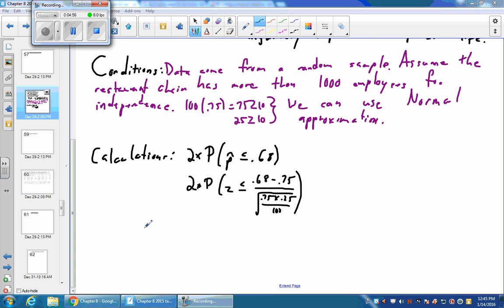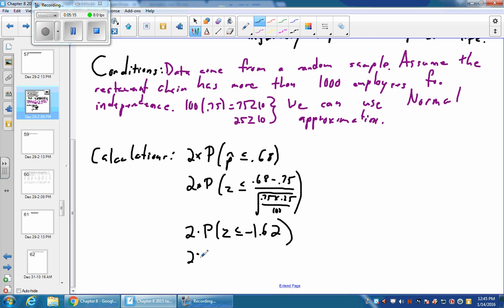So now I got a z-score of negative 1.616, so negative 1.62. So if I take my normal CDF from negative infinity up until that number, I have 0.053. So if I multiply that by 2, I get a p-value of 0.1059, so 0.106, about 11%.